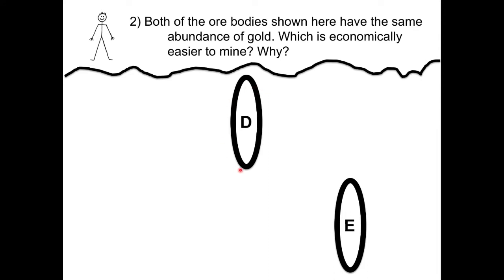So here we have two more ore bodies, D and E, and let's assume that these have gold or copper or platinum or some other metal that is valued by society. Which of these is easier to mine and why?